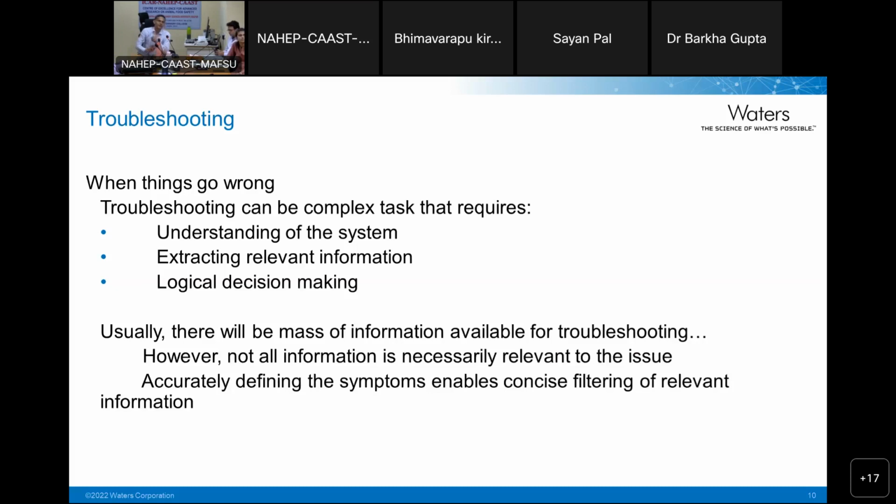For example, if you're facing a problem with pump flow, and you're working on the MS part, that is the wrong place to look. You need to work precisely on the solvent manager when you have a problem related to the solvent manager, or there is a flow related issue. So pinpointing the particular problem and the symptoms is required when you do any troubleshooting activity.